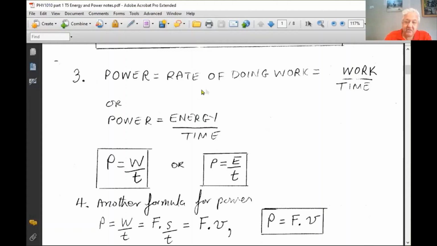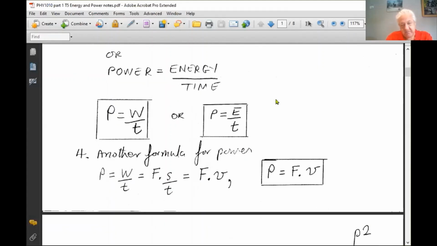Power is defined as the rate of doing work, work divided by time. Since energy and work are essentially equivalent, they may have different interpretations in certain places, but they have the same units, and they're obviously related. So we can also define power as energy over time, two alternative definitions.